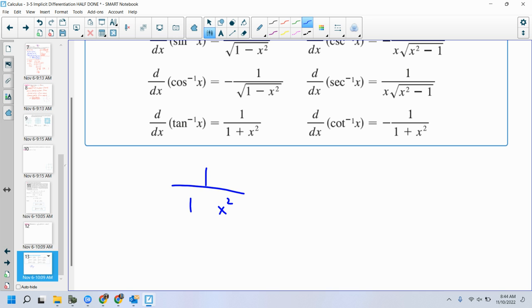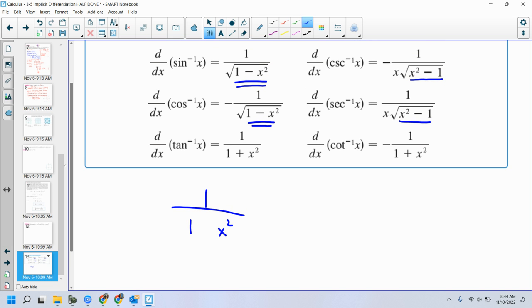Look at the order here as opposed to the order here, right? The cosecant and the secant, the order is flipped. It's x squared minus 1. The sine and the cosine, it's 1 minus x squared. The cosecant and the secant both have the x attached to it. The cotangent and the tangent are extremely similar, but one of them has the negative. Okay.